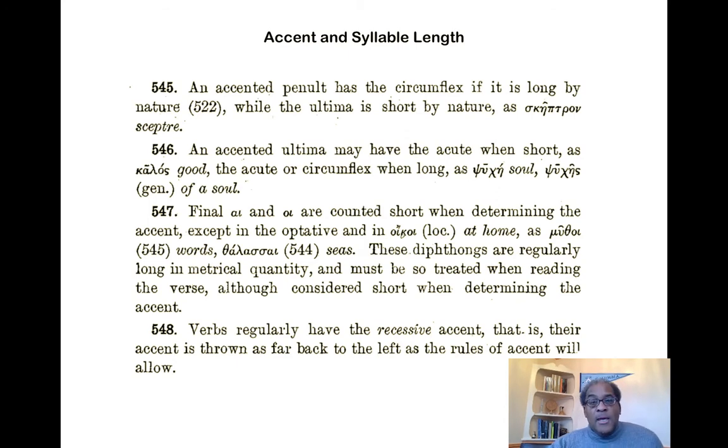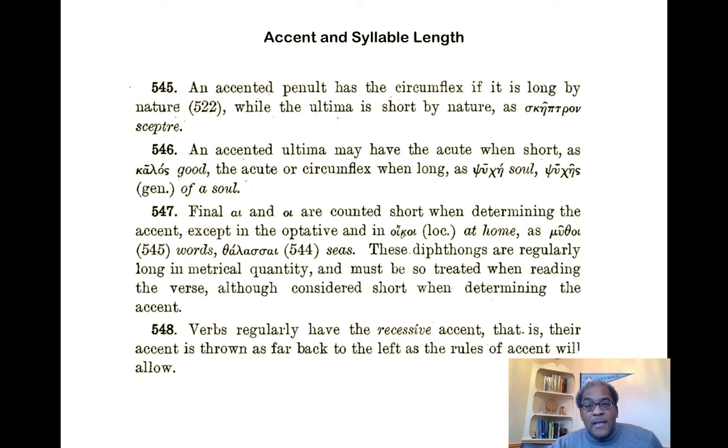Okay. An accented penult has a circumflex if it is long by nature, while the ultima is short by nature. So for you to have a circumflex on the second from the last syllable, the final syllable of the word has to be short. Okay? So skaptron. And an accented ultima may have an acute when short, as kalos, the acute or circumflex when long, suke, sukes.